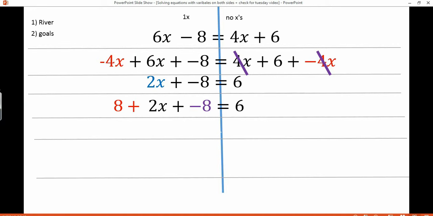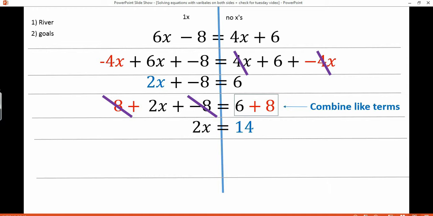Here, we are going to get rid of our negative 8 by adding positive 8 to both sides. And we're doing that because our goal here is to have x by itself, and this term didn't have an x on it. So we got rid of it by adding positive 8. Now, after that, those cancel. We're left with 2x. Combine like terms, we're left with 14. And then after that, we are almost there.